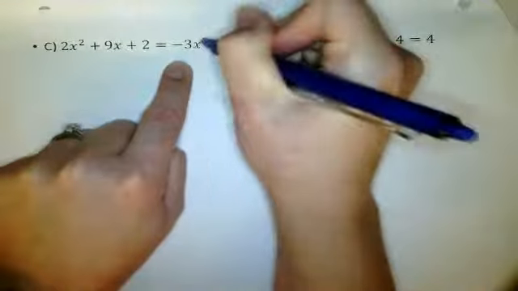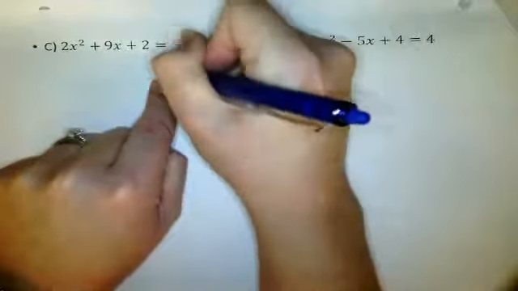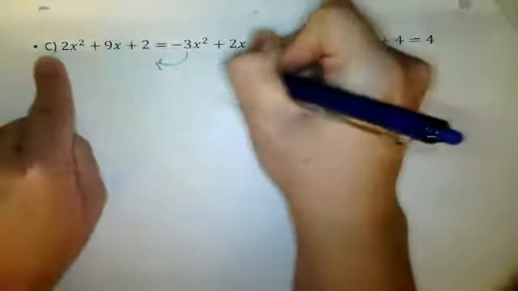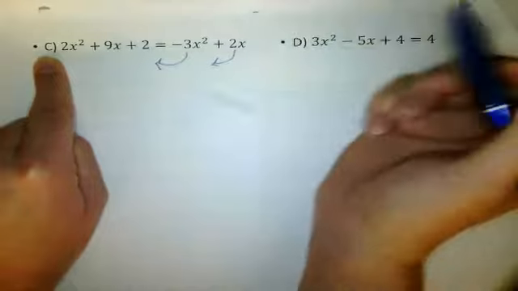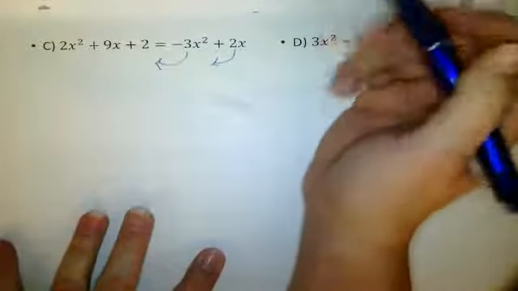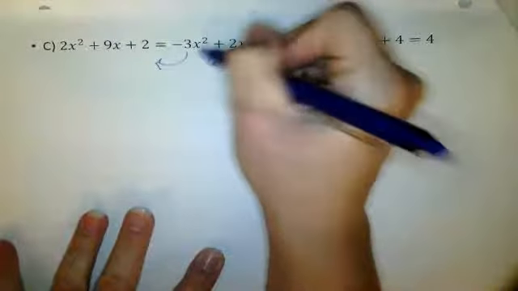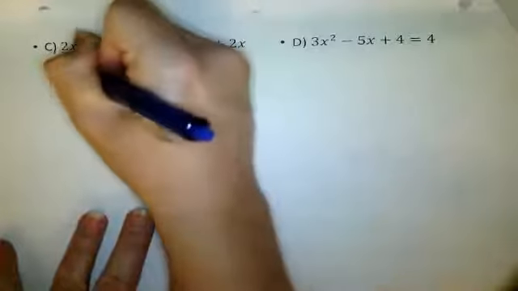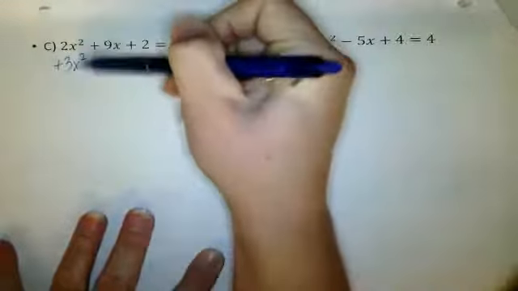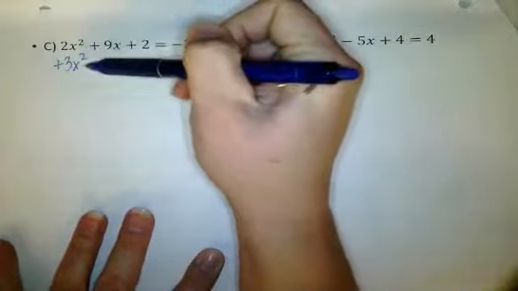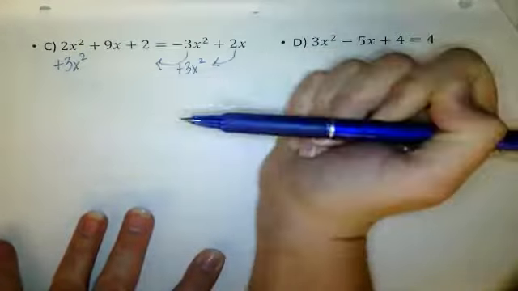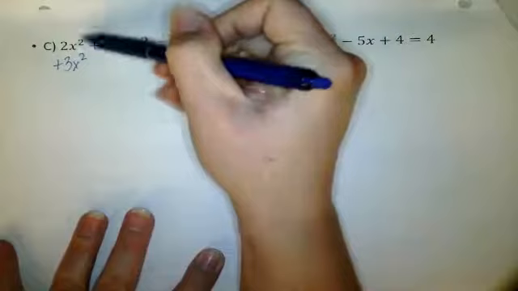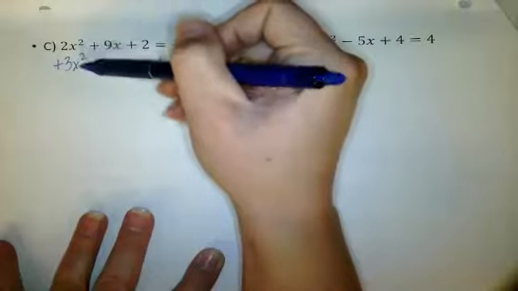I want to take this negative 3x squared and move it over to the other side. I also want to move over this 2x. How do I move them? How do I move the negative 3x squared? Add 3x squared. Add 3x squared. How come I'm putting it under the 2x squared? Because those we can combine. Those are the like terms. They both have the same powers of x.